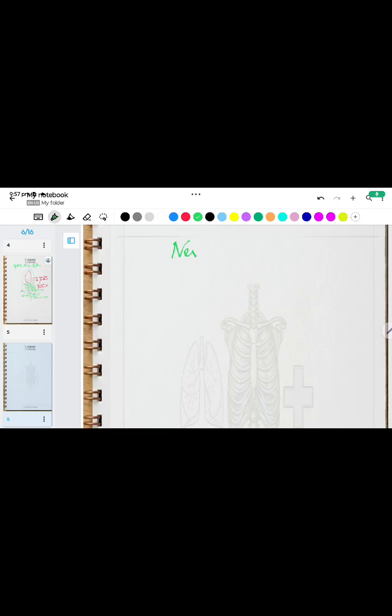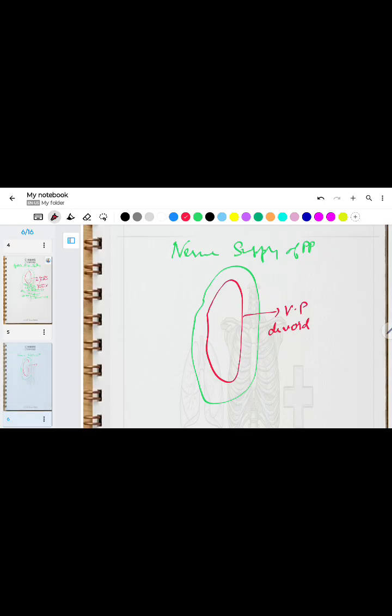Now, the nerve supply of pleura. So again, there is a parietal pleural layer and a visceral pleural layer. So the visceral pleural layer is devoid of any somatic innervation. Okay, and the visceral pleural layer has a rich network of sympathetic and parasympathetic fibers.